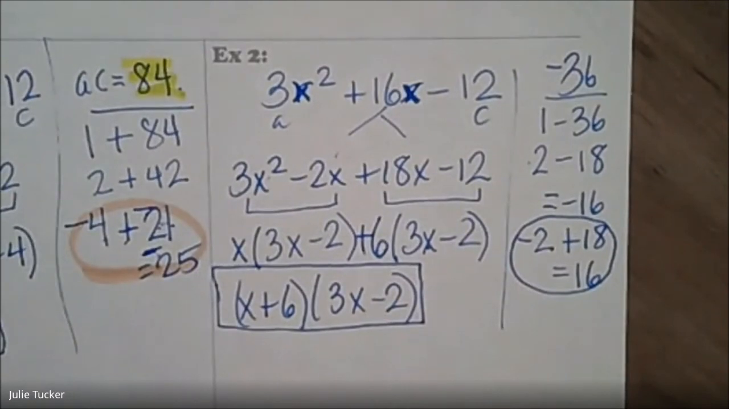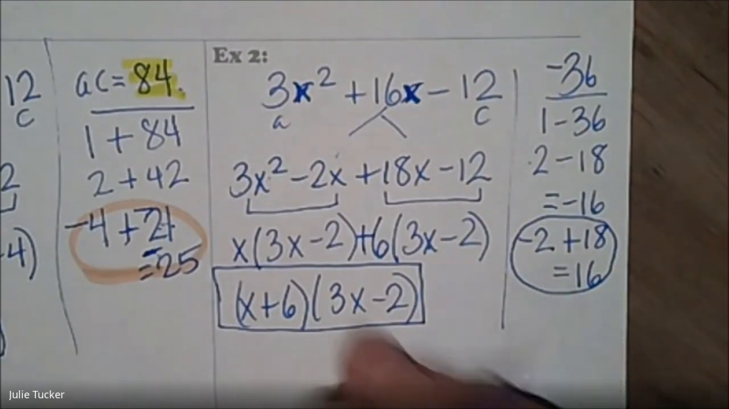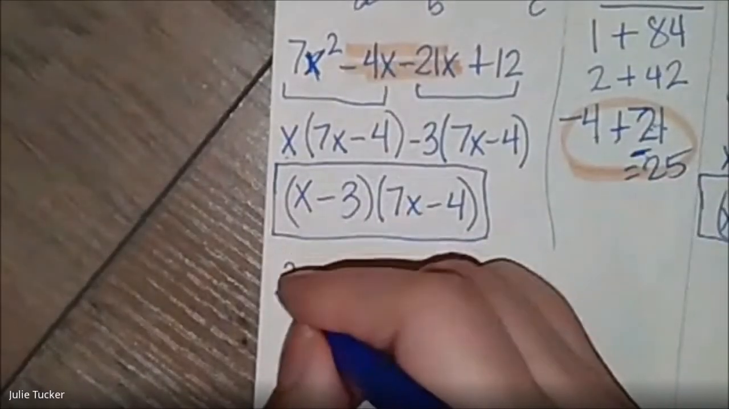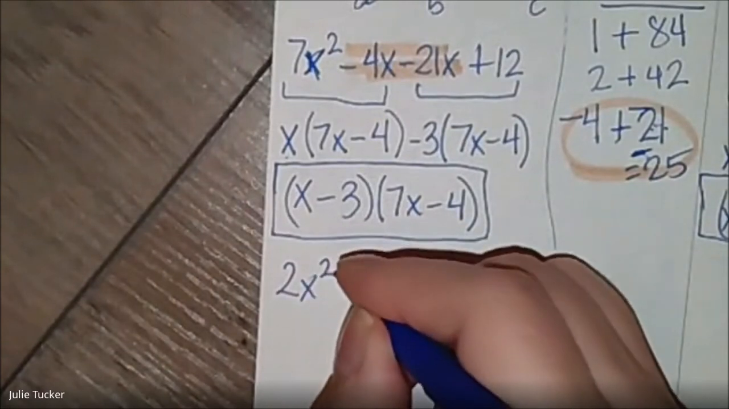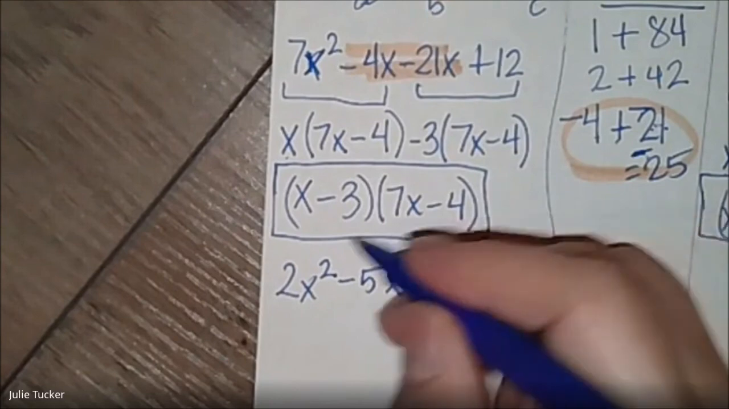Okay? Yeah. All right, we need to do a few more. So let's do this one. 5x squared plus 33x. Oh, those numbers are big. Let me do a different one. I'm going to write 2x squared minus 5x minus 25.